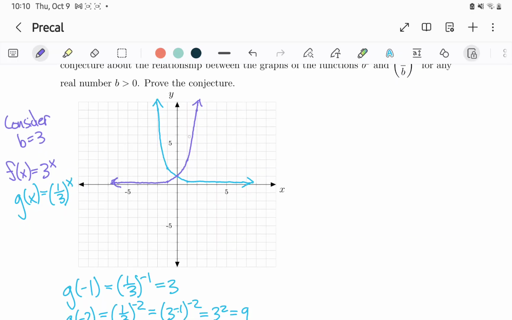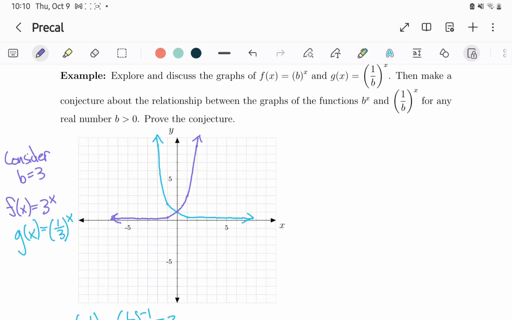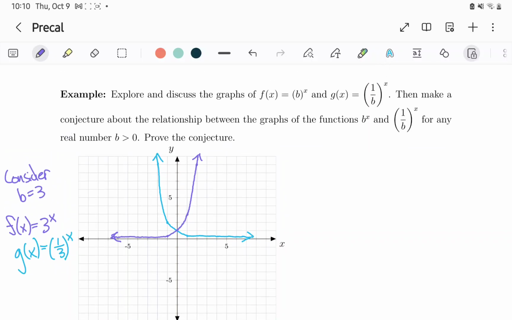Okay, and so now that we have both their graphs sketched, we can compare, and what we can notice is that the graph in blue here is just a reflection of the graph in purple about the y-axis. So in other words, a horizontal reflection. Okay, so that's our conjecture, but then we are asked to prove it. So let's provide some sort of argument to actually show this.